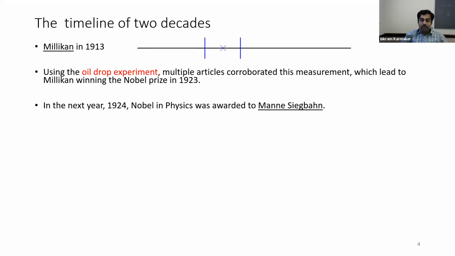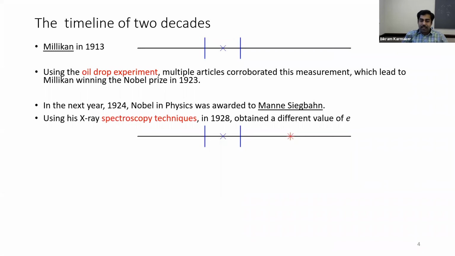The following year, 1924, the Nobel Prize in Physics was awarded to Manne Siegbahn. Siegbahn was not interested in electric charge, so to say, but he was more skilled in X-ray spectroscopy. And Siegbahn's student thought about a way to get to the charge of the electron E in a roundabout way through X-ray spectroscopy techniques. And he got a number which was way further than what Millikan and everyone else had calculated.